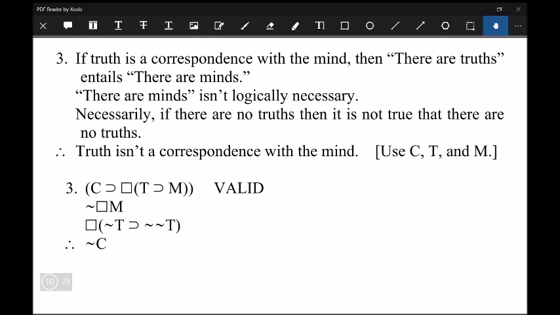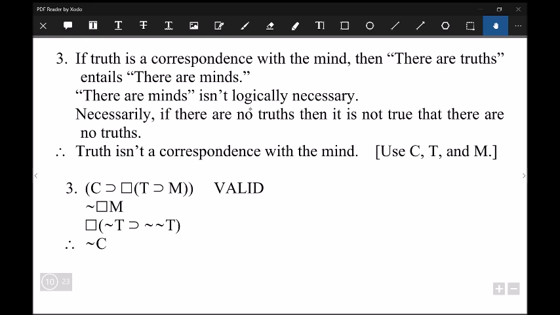This third one is about truth and whether truth is a correspondence with the mind matching reality. And it says that it isn't. Okay, it's kind of complicated. If truth is a correspondence with the mind, then there are truths and tails. There are minds, and that's the way you translate it. And tails is just necessary if that. So you say if C, then T entails M. There are minds isn't logically necessary.